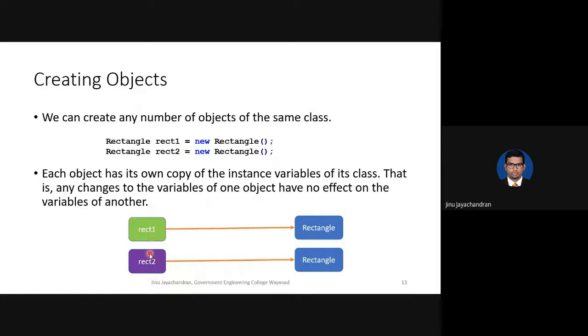Okay, so you see that there is a Rectangle, so we can assume that whatever is on the right hand side, mentioned as Rectangle, is a memory. So rect1 is pointing to the first Rectangle and rect2 is pointing to the second Rectangle. Okay, so that means any changes using rect1 will not affect any changes using rect2.